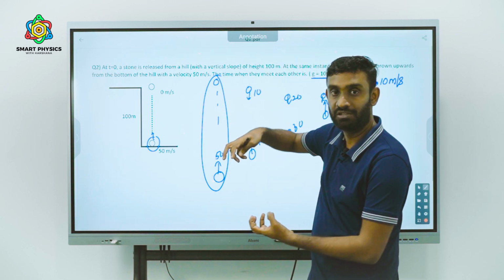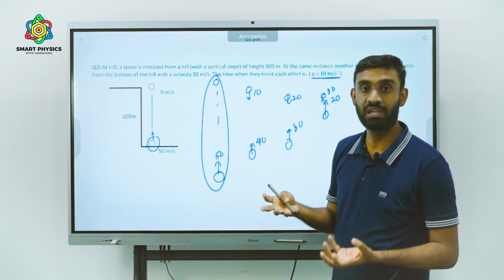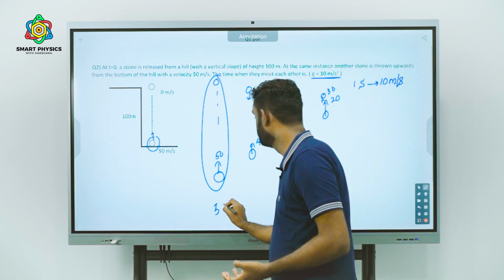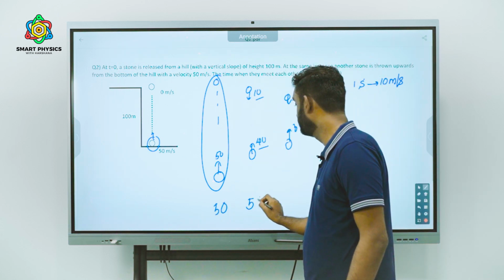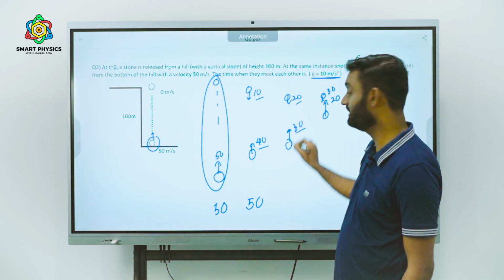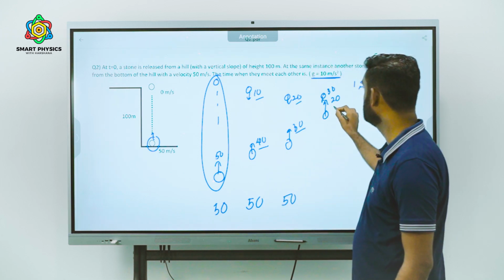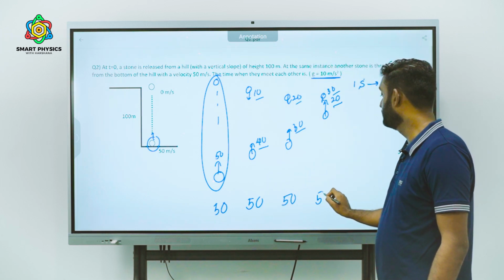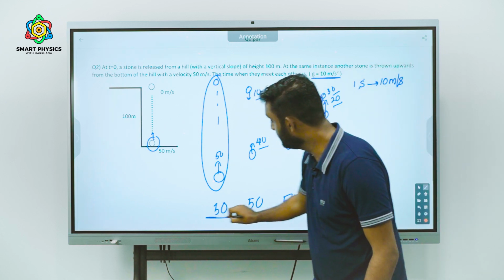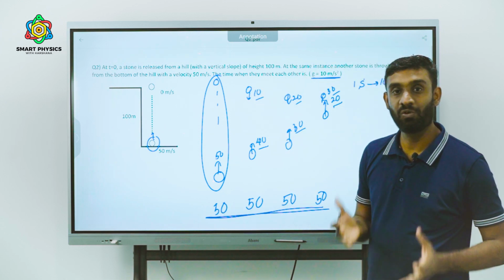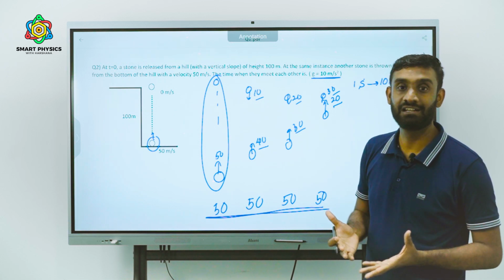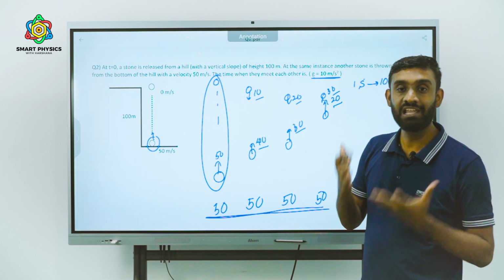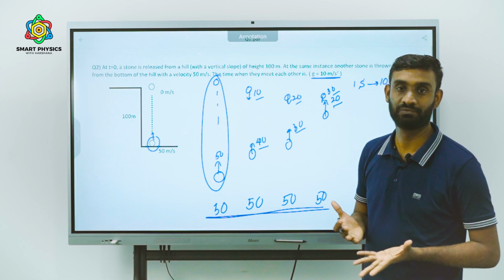They are moving in opposite directions. To get the relative velocity, we have to add: 50. Can you see 40 and 10? Add, 50. Can you see 30 and 20? Add, 50. Can you see 20 and 30? Add, 50. Can you see the relative velocity is always constant? That's why we consider relative acceleration to be 0.